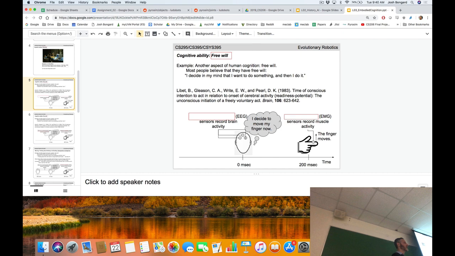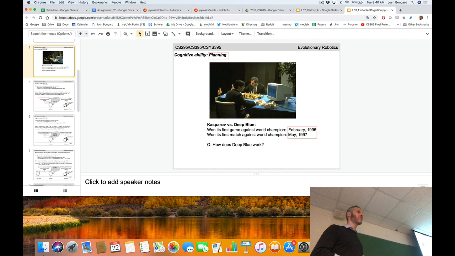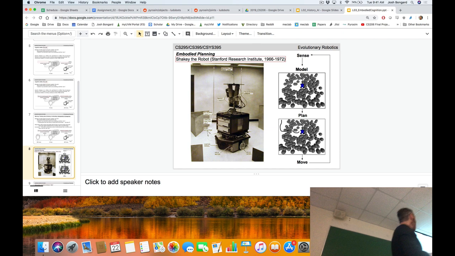Okay, so back to embodiment. We just looked at non-embodied planning, like Deep Blue, which says if I move my knight, he might move his bishop, which would then allow me to move my queen and checkmate him, right? Planning into the future. What does embodied planning look like? Here's basically the first example.